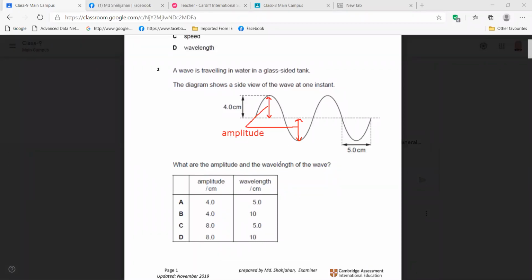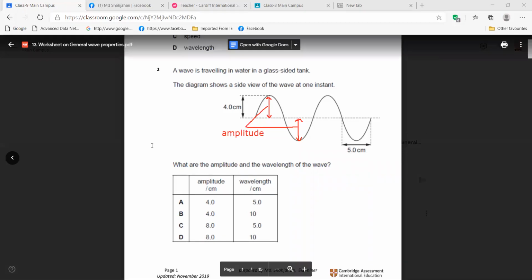Why are we calling it amplitude? Look, these dotted lines, I told you, are the rest position. From the rest position, the particles are vibrating up and down, right? And the farthest point shows you the maximum vibration, the maximum displacement. That's why it is called amplitude. We got the definition of amplitude: the maximum displacement of vibrating particles from their rest position.